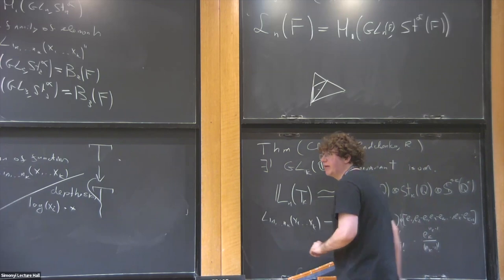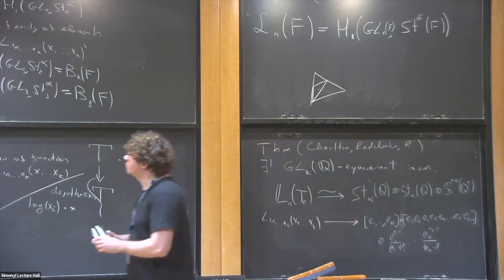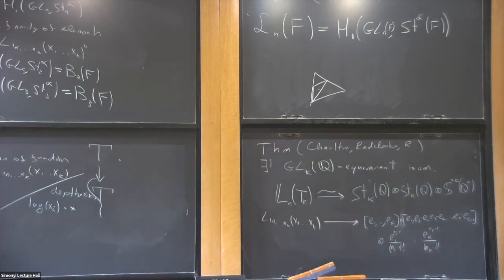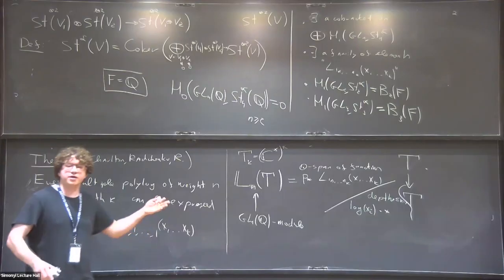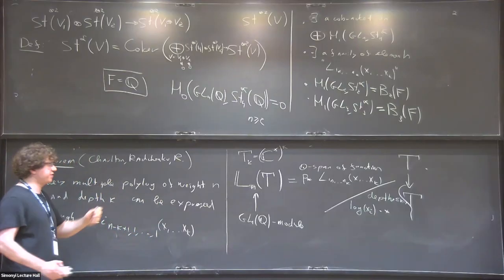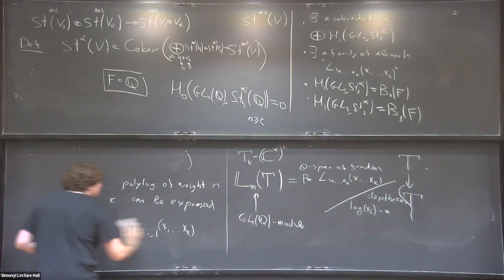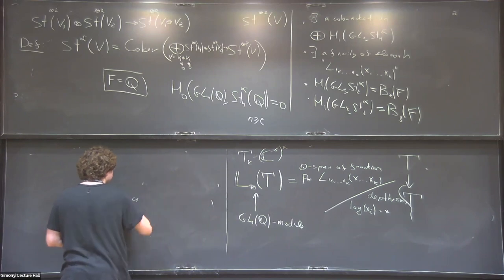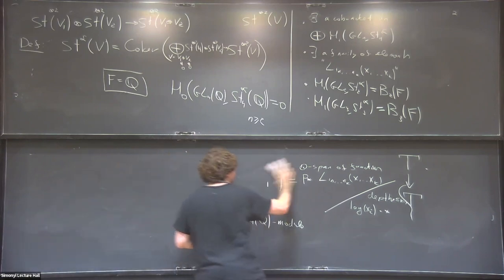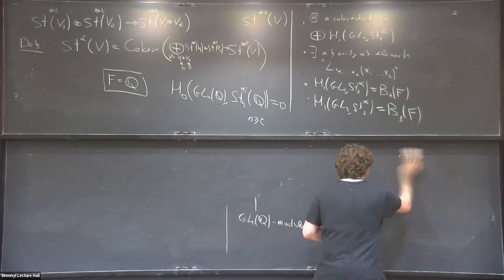Okay, so now in the remaining couple of minutes, let me try to describe why this gives you a map from H1 of GLN with Steinberg coefficients to polylogarithms. So the argument is very elementary, but it's a little bit hard to write on the board. I will try.